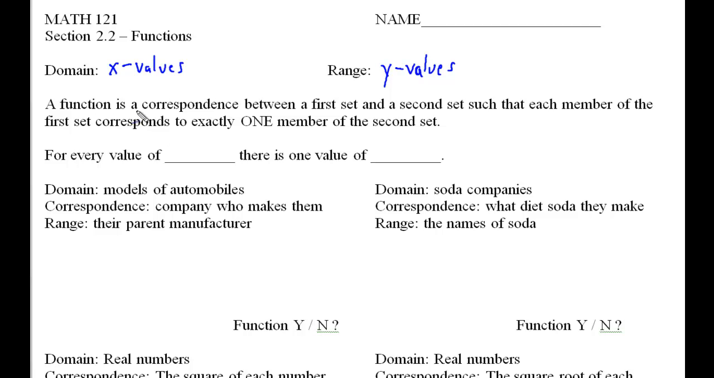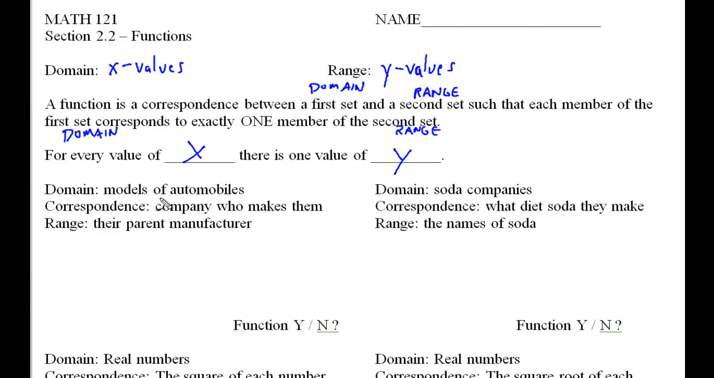Now, the definition of the function is that a function is a correspondence between a first set and a second set, such that each member of the first set corresponds to exactly one member of the second set. So, a function is a correspondence between the domain and range, such that each member of the domain corresponds to exactly one member of the range. Or, for every value of x, there's one value of y. No more than one value of y, or else it would break that function test.